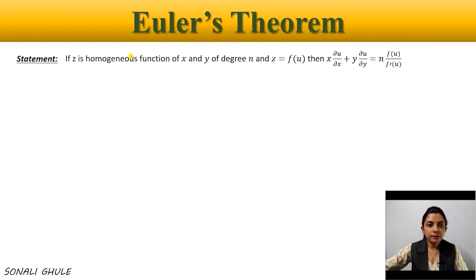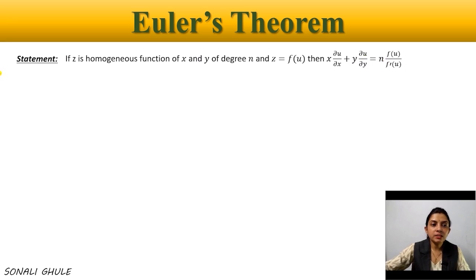Okay. So here the next deduction from Euler's theorem is that if z is a homogeneous function of x and y of degree n, and z is equal to f of u, then x into dou u by dou x plus y into dou u by dou y is equal to n into f of u upon f dash of u. This we have to show.